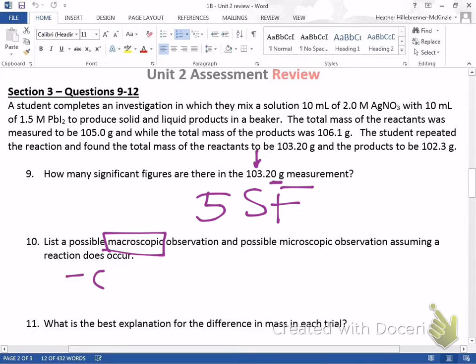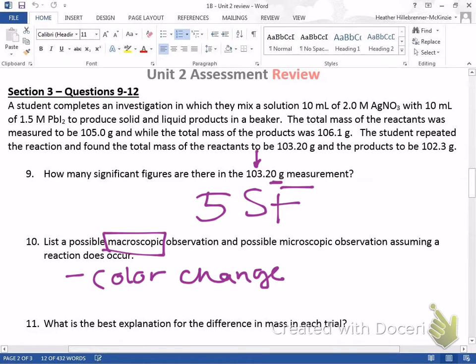Yeah, so we might see a color change here. We see a solid produced, right? So that would be one. Anything else? What about microscopic? Is there any microscopic change that might occur? Bacteria could die. But you don't know, there could be bacteria in the bottom. They could bond. Like the two different compounds could bond.